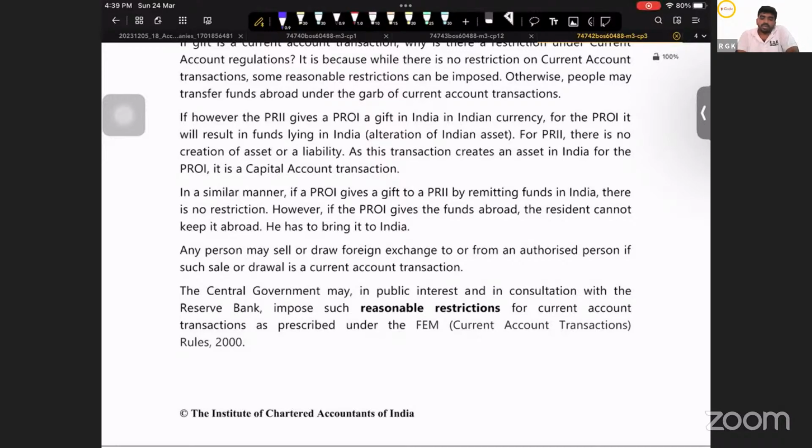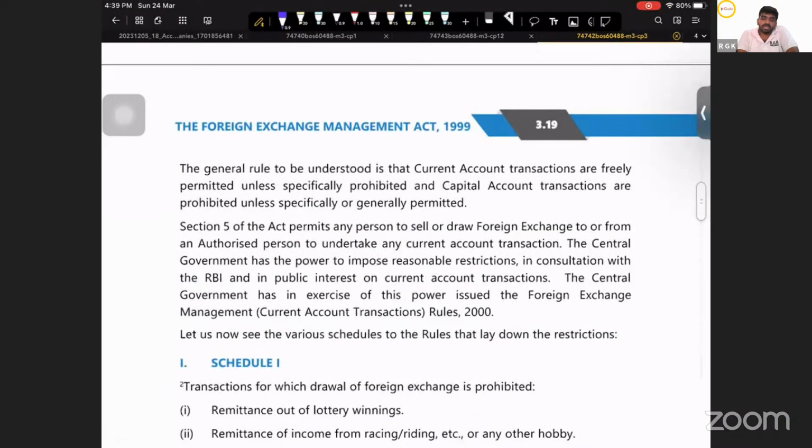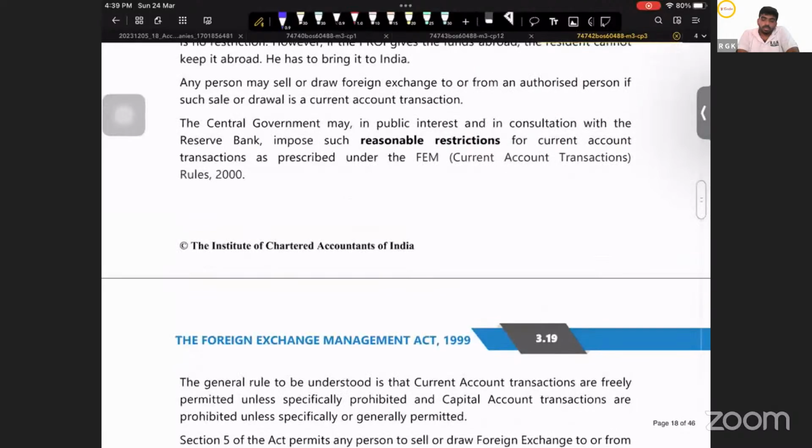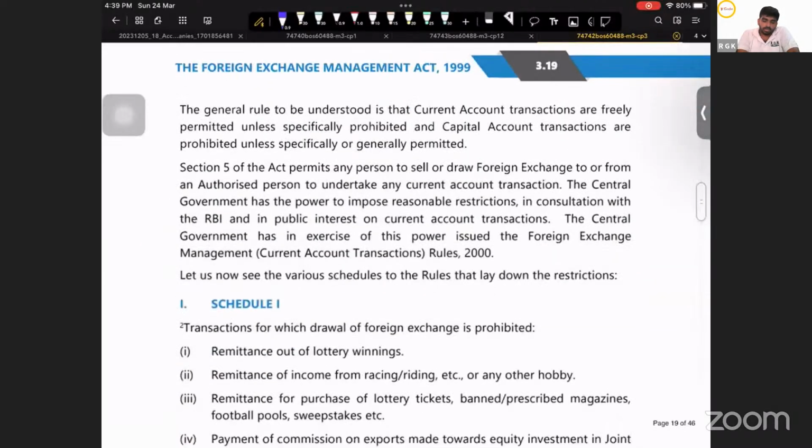So when it comes to the Central Government's power, the Central Government has issued the current account transaction rules. According to the current account transaction rules, the Central Government divides the transactions into 3 categories. The first category is transactions for which drawal of foreign exchange is prohibited. You should always remember this list thoroughly.